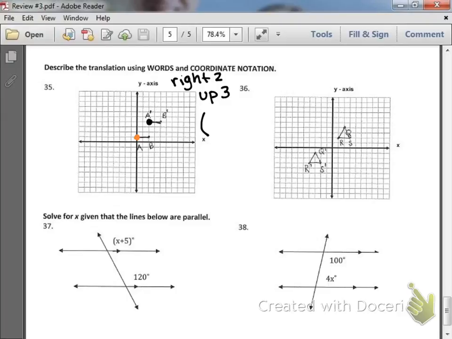But you also have to do it in coordinate notation. That's where you use the x's and the y's. Right 2, that affects your x value. So I'm going to take your original x and you've got to add 2 to it. Up affects your y value, so you'd start with the y and you'd add 3 to it to move it up. Any questions?